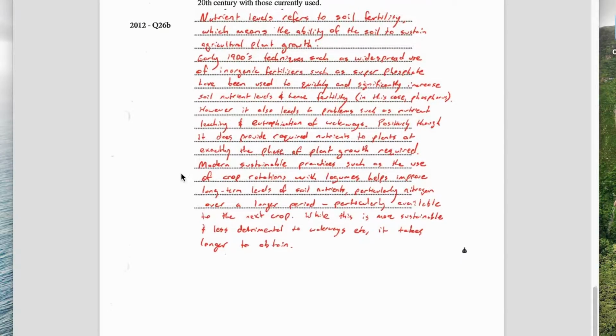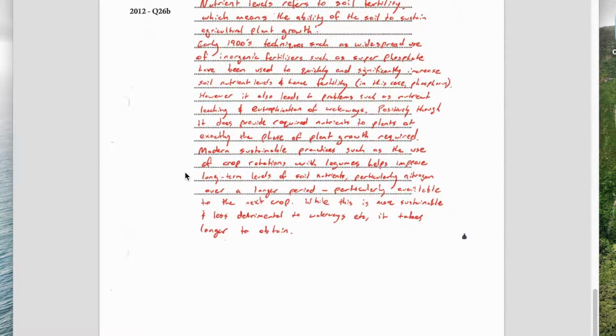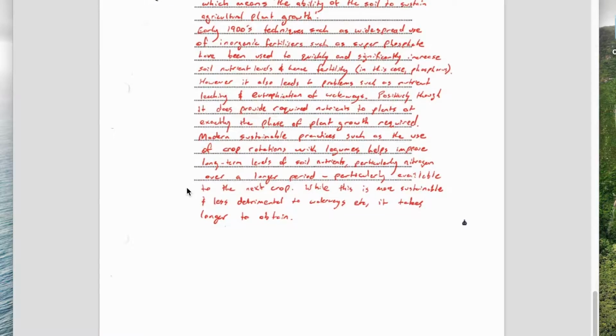Modern sustainable practices such as the use of crop rotations with legumes help improve long-term levels of soil nutrients, particularly nitrogen, over a longer period, particularly available to the next crop. While this is more sustainable and less detrimental to waterways, it takes longer to obtain.